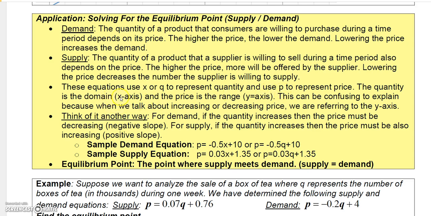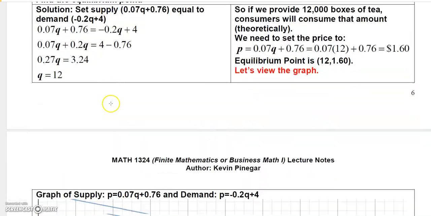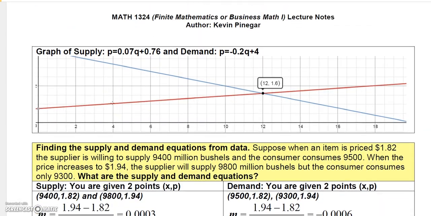So the quantity is the domain portion, and the price is the range portion of the function. And this can be confusing to explain because when we talk about increasing or decreasing price, we are actually referring to the y-axis. So it's a little complicated to talk about. Let me just go ahead and show you a graph here.